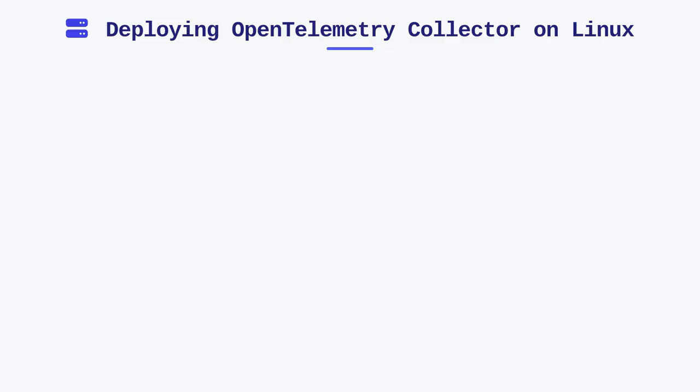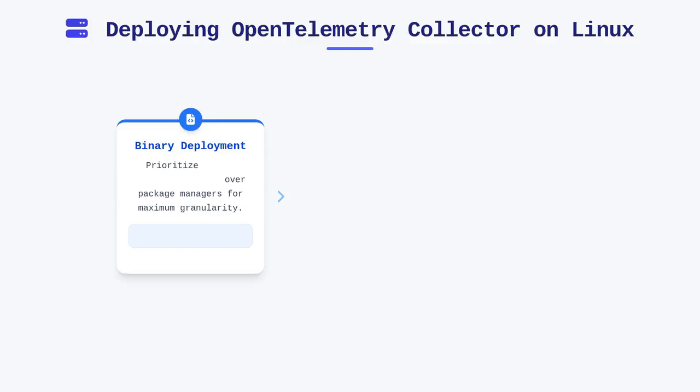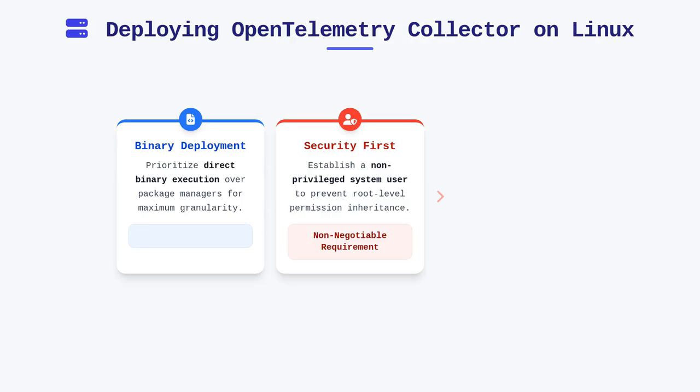Deploying the OpenTelemetry collector on Linux requires a deliberate approach that prioritizes security and process stability over simple convenience. While many distributions offer package manager wrappers, production environments often demand the granularity that comes with direct binary execution or custom shell-based automation. When you utilize the standard shell installation scripts provided by the distribution channel, you are essentially establishing a repeatable state for the collector binary.